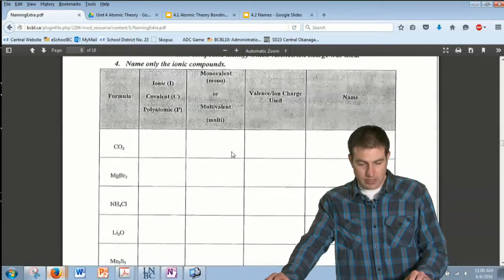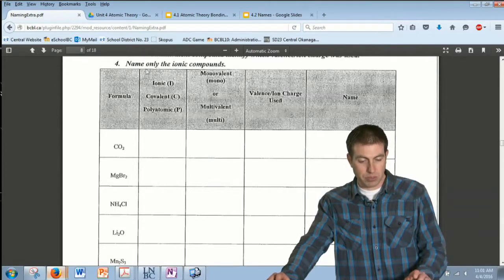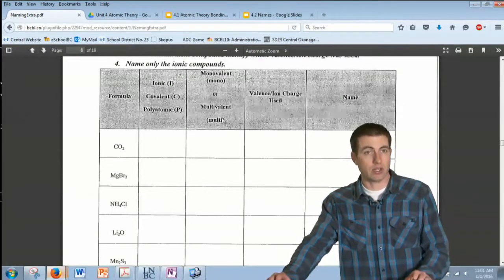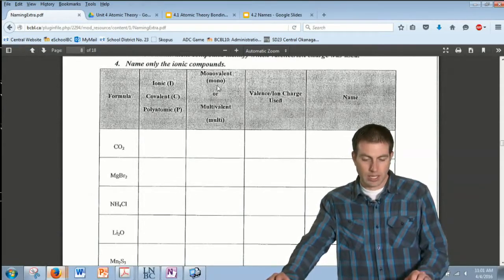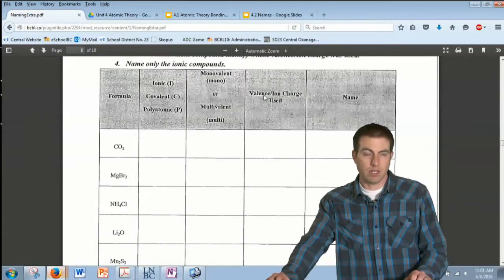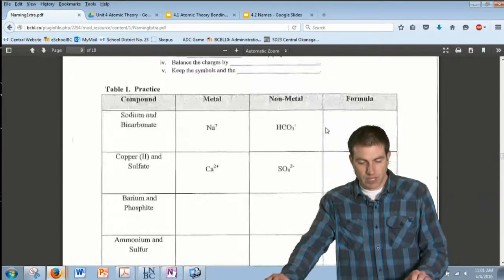And then it gets into this table where it's like ionic, covalent, or polyatomic. You have to figure out, is it ionic, covalent, or polyatomic? We haven't done covalent yet, so if you don't recognize something, it's likely covalent. Does the metal have one charge, monovalent or multivalent? And then what is the charge used? What's the name of the thing?